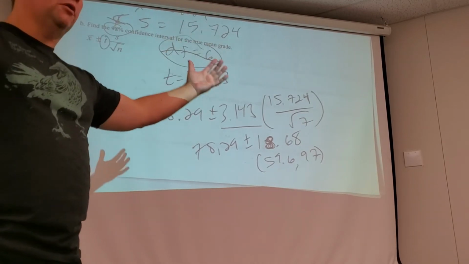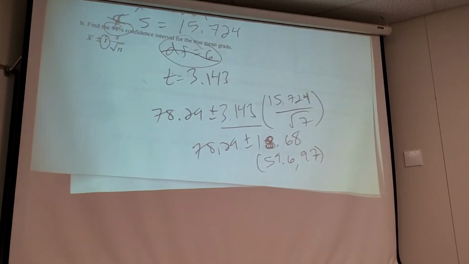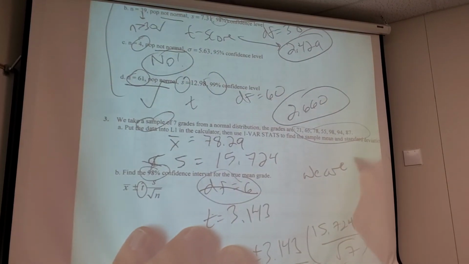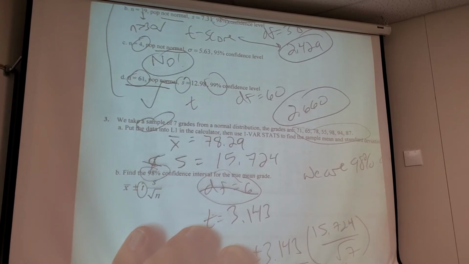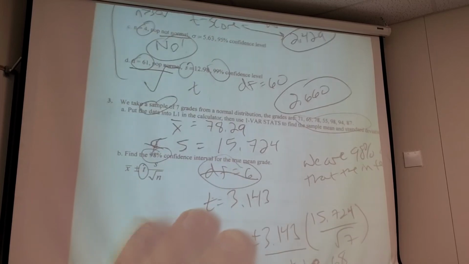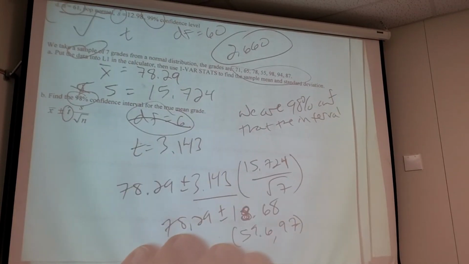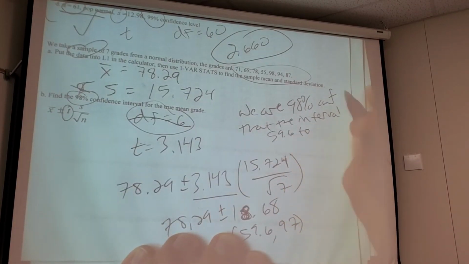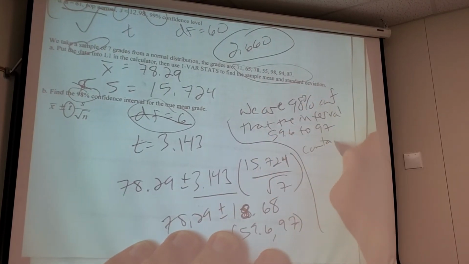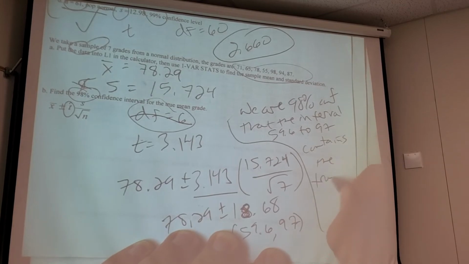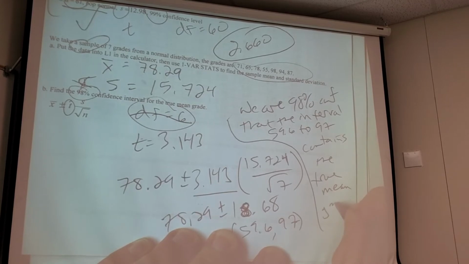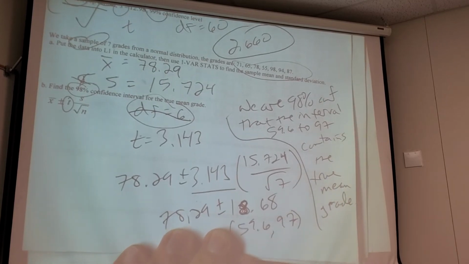So how would the statement go that I have to write at the end? We are 98% confident that the interval (59.6, 97), in this case not really units, contains the true mean grade, right? And they didn't really give us a population, so that's all you got to say.